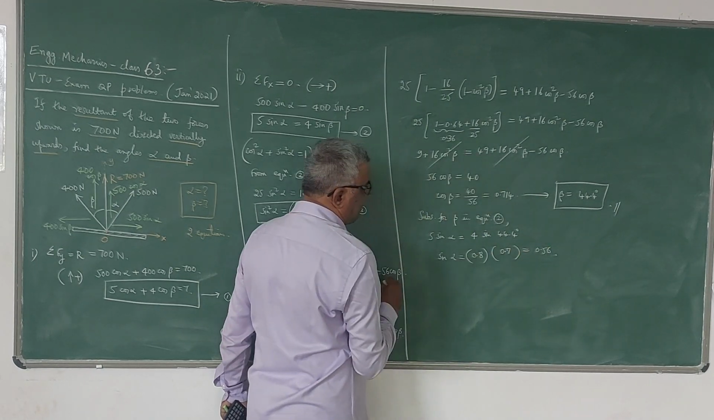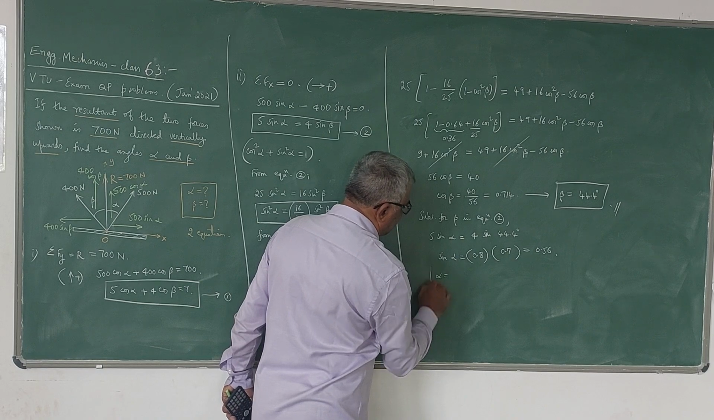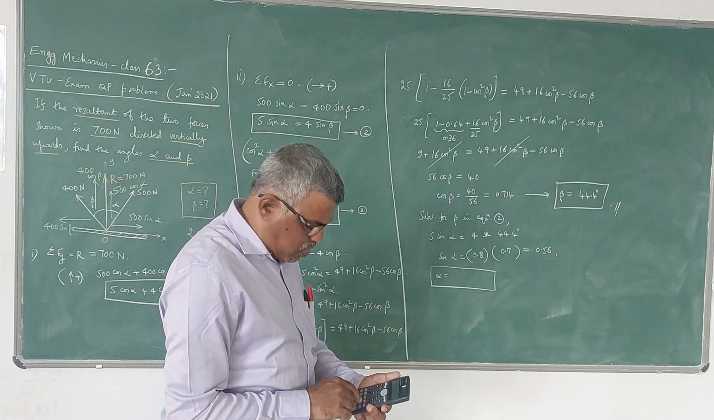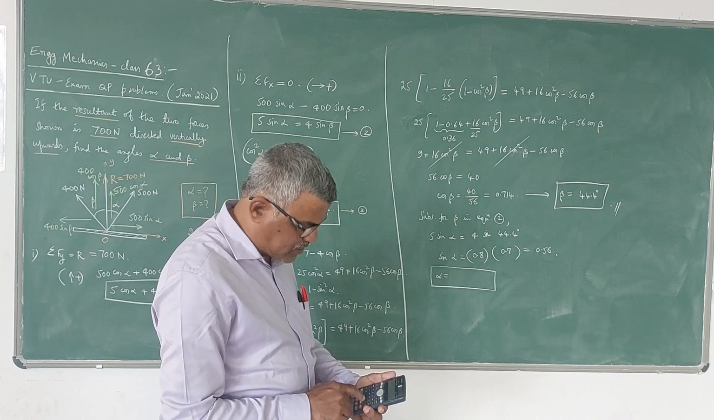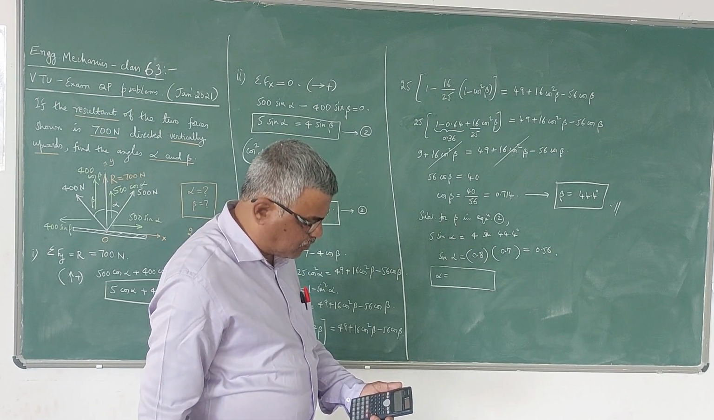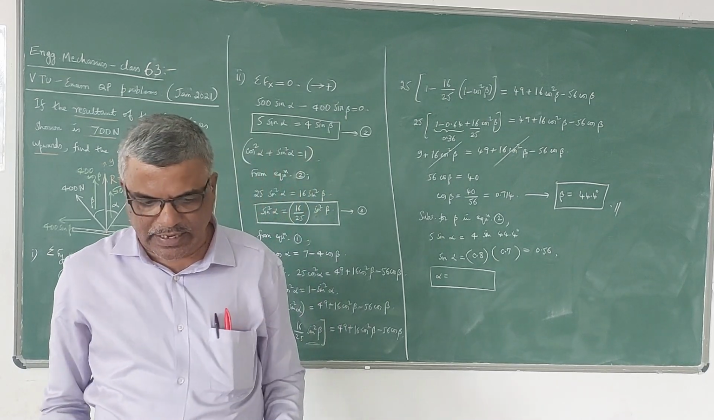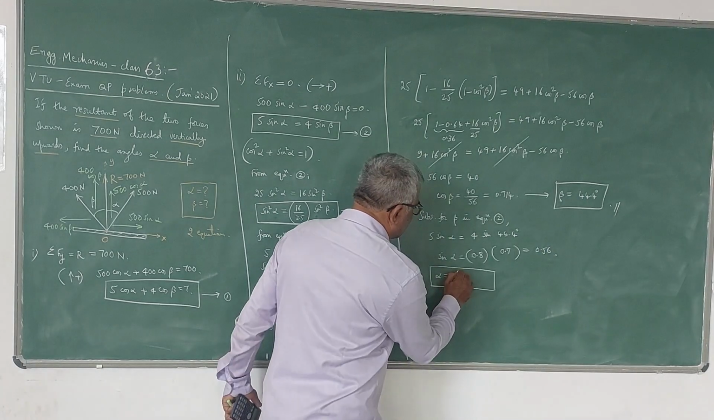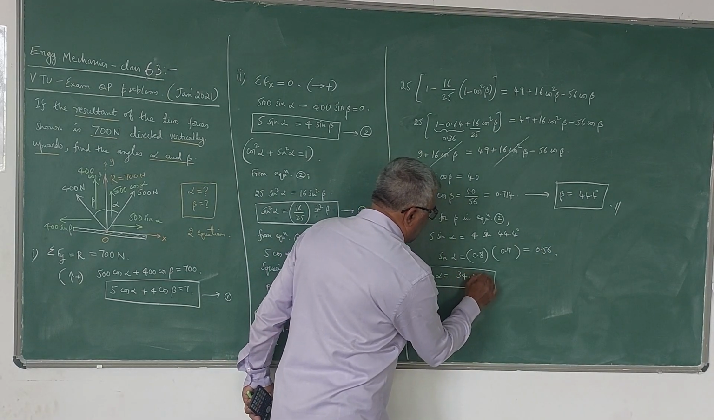So 0.7 into 0.8 is 0.56. Therefore, alpha is sin inverse of 0.56. So sin inverse of 0.56 is 34.06 degrees. 34.06 degrees is the answer for alpha.